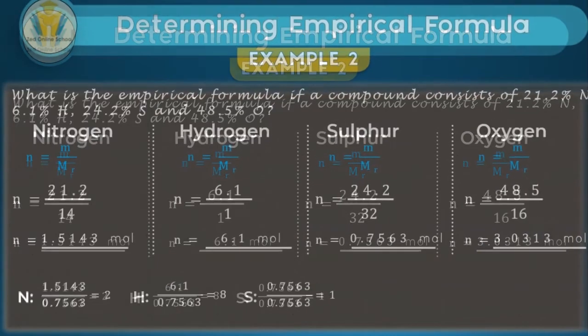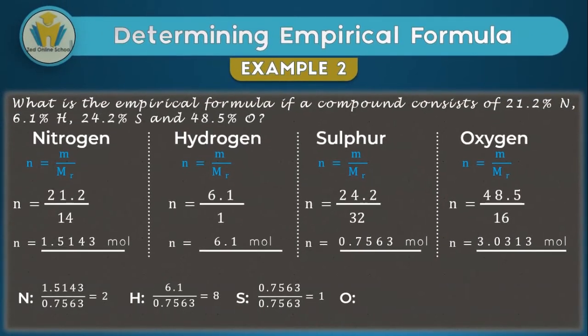I hope you observed the one for oxygen. It gave us 4. And our empirical formula will be N2H8SO4. This is how we can find empirical formulas using percentages, using mass. You can see the procedure is not so difficult, but we haven't yet solved the most tricky question about empirical formulas. You can stay till the end and know more.